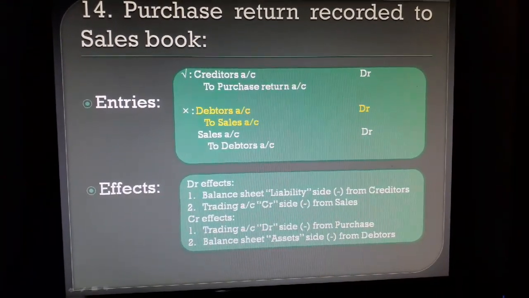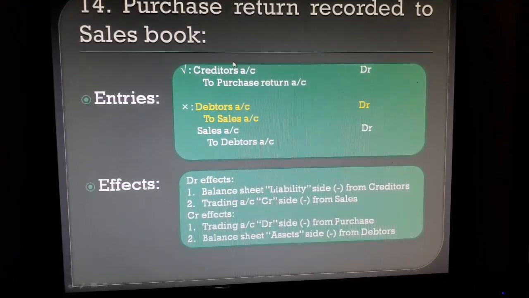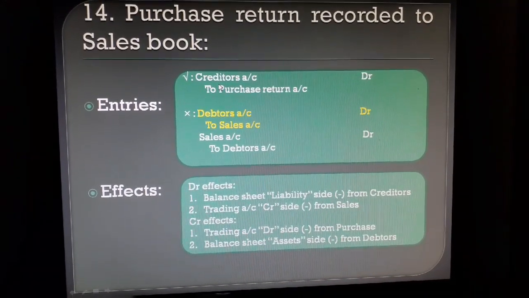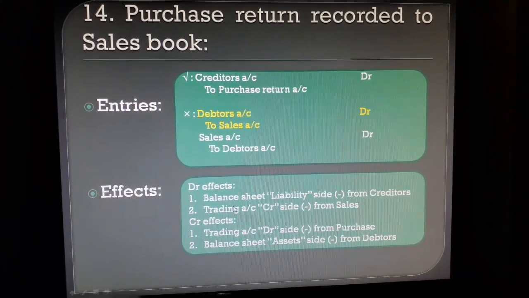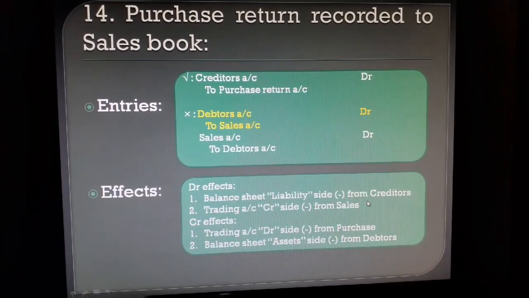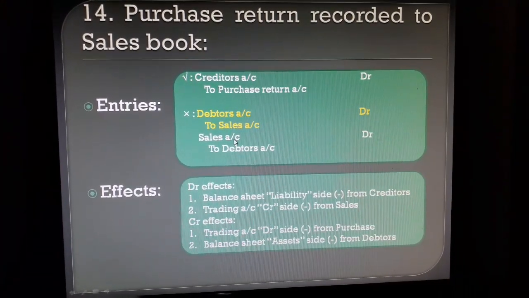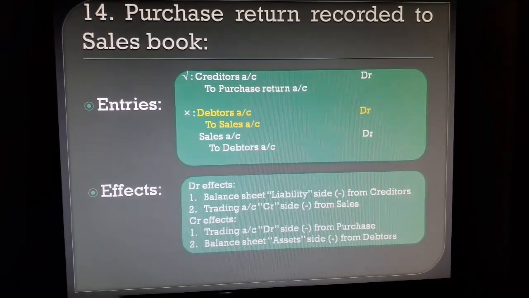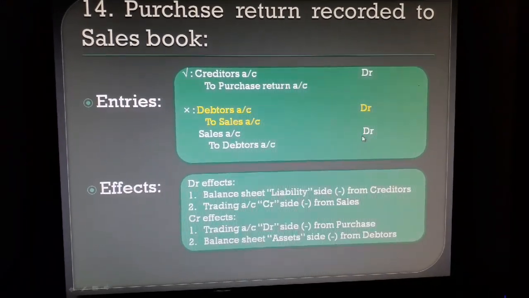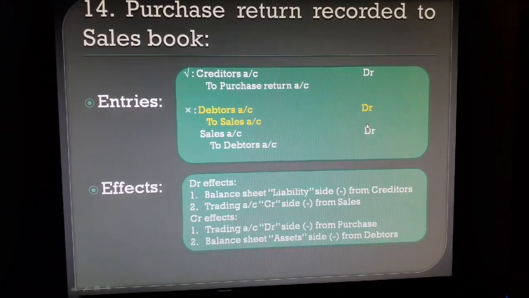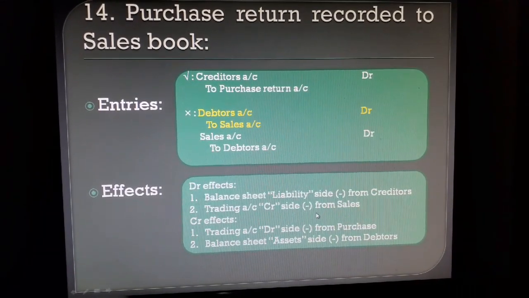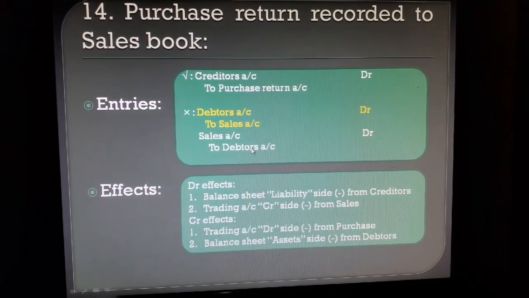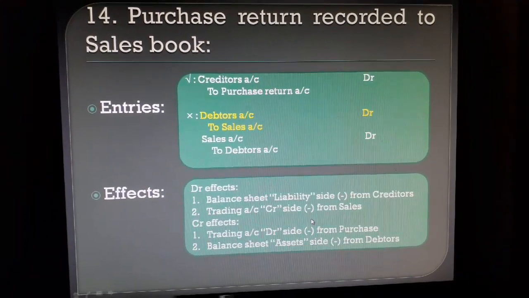Why? Because here there is purchase return, so the amount of creditors gets reduced, so that we will get the net final payable amount to creditors. So the first debit effect: balance sheet liability side, minus from creditors. And another debit effect is trading account credit side, minus from sales, because here sales is debited. Sales is generally credited, but here we have rectified the entry, that's why sales account is debited. So trading account credit side, minus from sales, because this amount is wrongly included in sales.